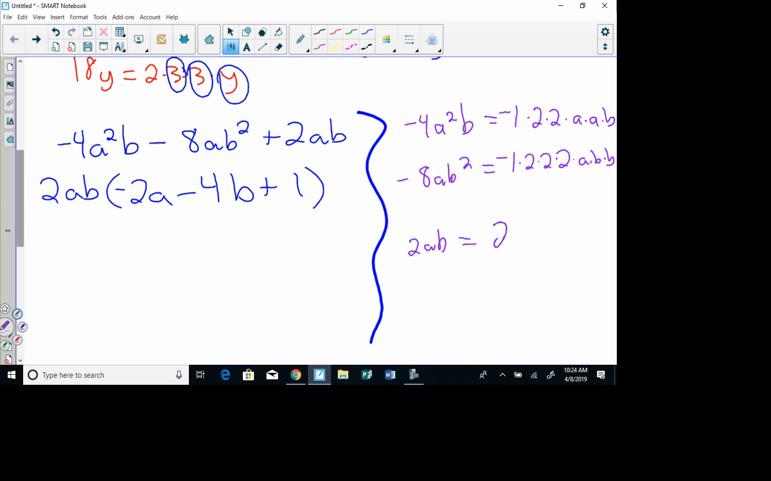The last one is 2 times A times B. So what I do then is I circle what they have in common: a 2, a 2, a 2, an A, an A, and an A, and a B, a B, and a B. So my greatest common factor is 2AB, and then I divide that out: negative 2A minus 4B plus 1. It's the same thing. That's what I got the first time.